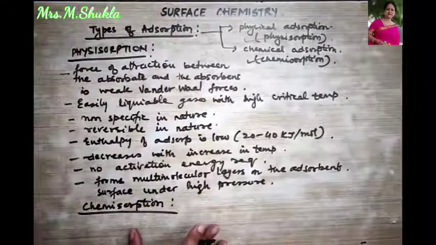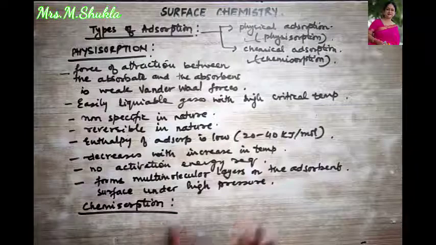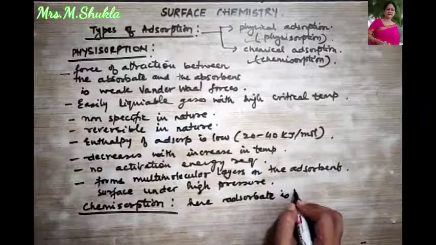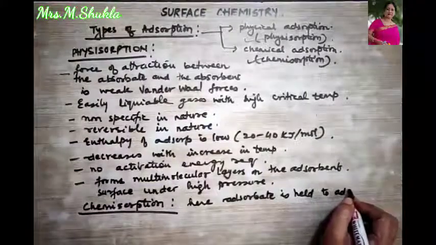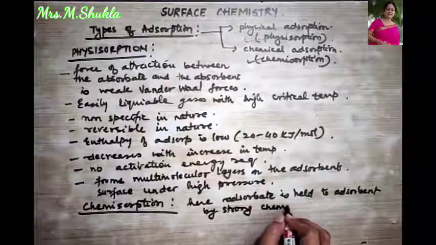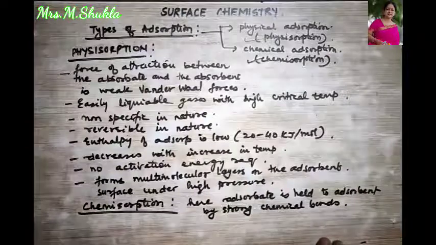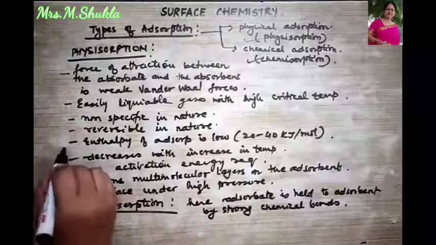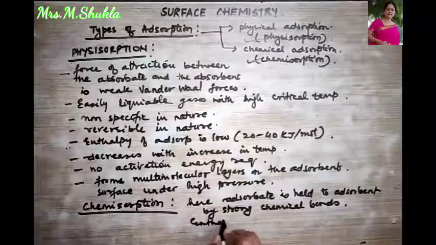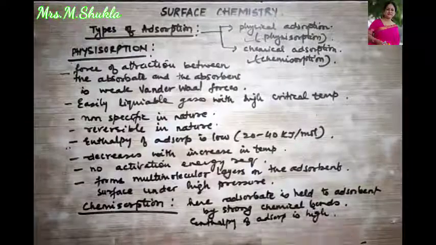So what is chemisorption? It is a chemical adsorption where what do we see? That adsorbate is held to the adsorbent by strong chemical bonds. Okay, so if they are held with strong chemical bonds, what do we understand about the enthalpy? Enthalpy of adsorption will be high over here. See, enthalpy of adsorption is low for physisorption, but enthalpy of adsorption is high in case of chemisorption, right?